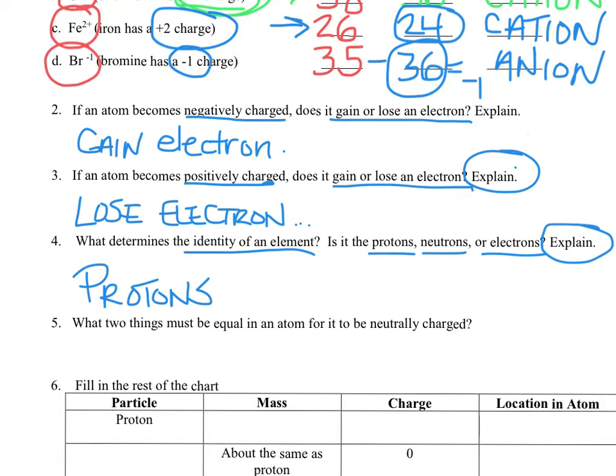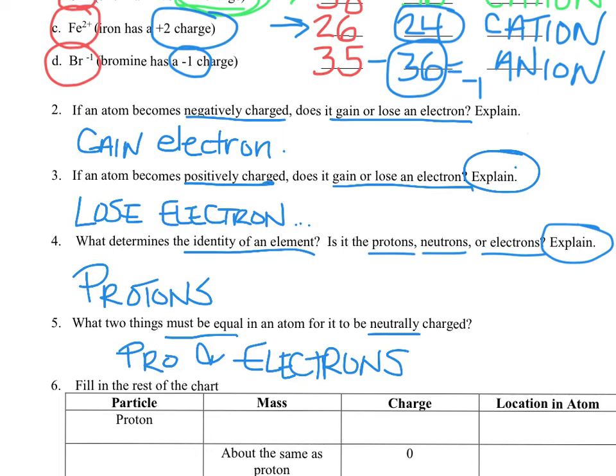For number 5, 2 things that must be equal for the atom to be neutral. Well, if we remember, charge is equal to protons minus electrons. So if protons are positively charged and electrons are negatively charged, you have to have your protons and your electrons equal. Remember, neutrons are neutral, so they don't really have a charge. They don't matter in this situation where we look at what's going to be neutral. So your protons have to equal your electrons. And if they're equal, they'll be neutral.